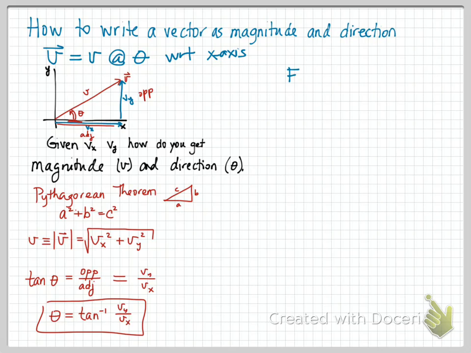Let's do a very quick example. My favorite one that I use a lot is that a person walks 4 miles east and then 3 miles north. So those are basically the components of either distance or displacement.